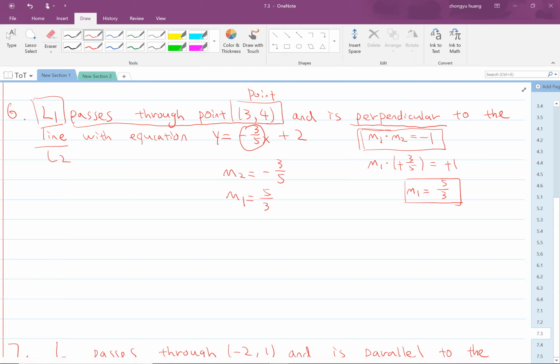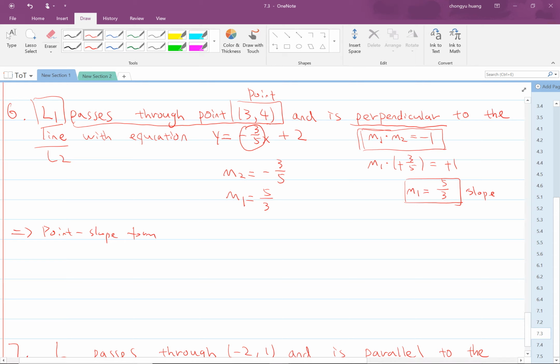So now you have a slope and you have a point. A slope and a point. So you should know that we have to use the point slope form. Using this form, we will find the equation much faster. You always want to use the right form for the right condition.